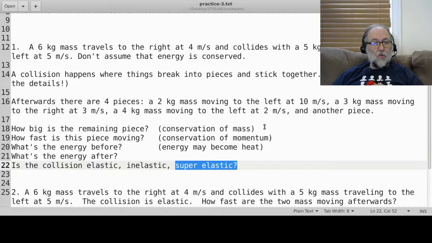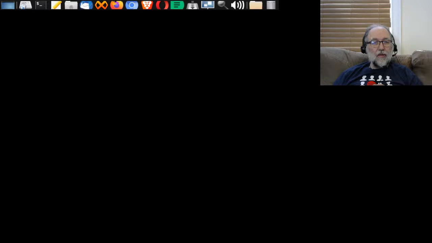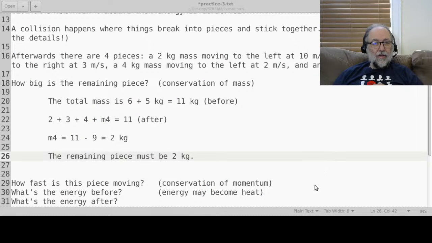All right, so the first question is, how big is the remaining mass? And again, I'm going to cut and paste, not to go too quickly, but more so I don't make errors as I'm typing. It's kind of annoying watching me type and make typos, and then backspace over them. So anyhow, how big is the remaining piece?